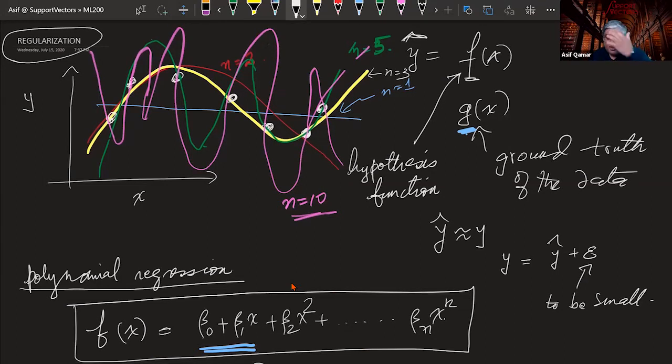Are we together? It is also called shrinkage methods. In fact, your book calls it shrinkage methods. The statisticians call it shrinkage. Now, the machine learning crowd tends to use the word regularization more often. Shrinkage means you shrink all of these oscillations and you make it look like that yellow curve. That is what we will learn to do.